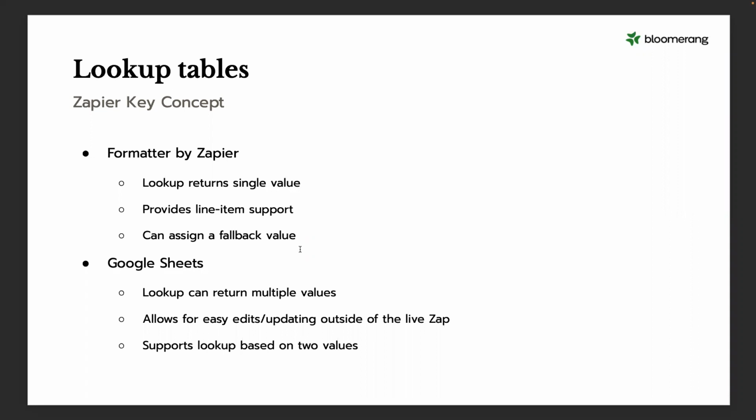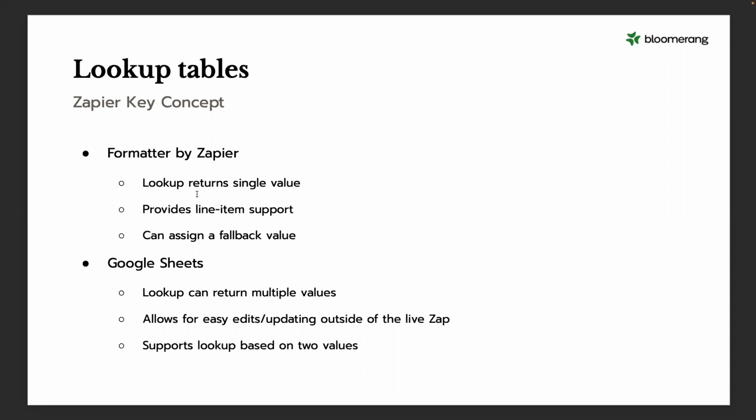Now, Google Sheets is another viable option for including a lookup table in your solution, and it provides different benefits. With Google Sheets, you can return multiple values in the lookup, meaning if we are trying to convert the fundraising campaign from our fundraising app and return the fund, campaign, and appeal related to that, we can accommodate that in a Google Sheet, whereas Zapier or Formatter by Zapier would require separate lookups, one for fund, one for campaign, and one for appeal.